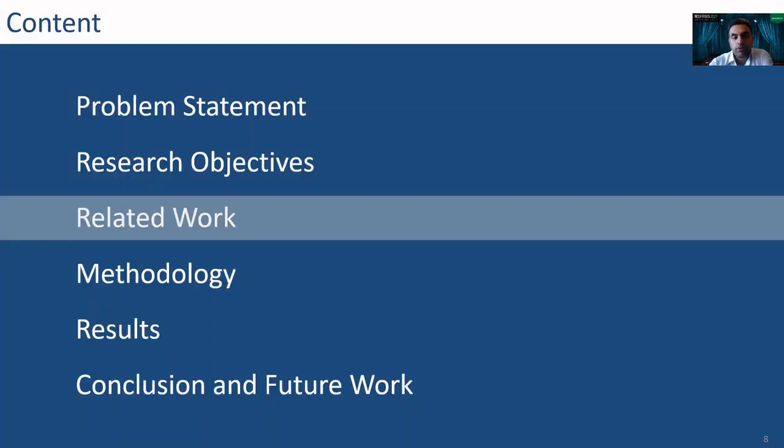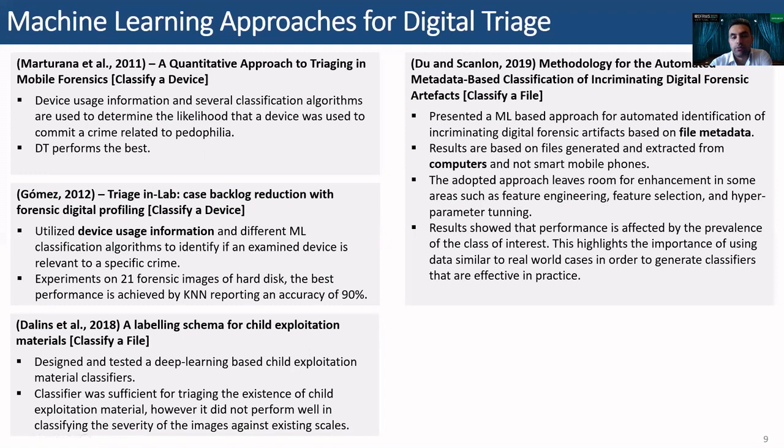So moving on to listing some of the relevant work in the literature, we can see that several approaches were proposed to identify if an examined device is relevant to a specific crime using machine learning classification algorithms applied on device usage information, such as the number of calls, the number of videos, number of photos, and other metrics. Among those are, for instance, Marturana et al. and Gomez. Dallin attempted to automatically label child exploitation material based on the content and not metadata of photos using deep learning.